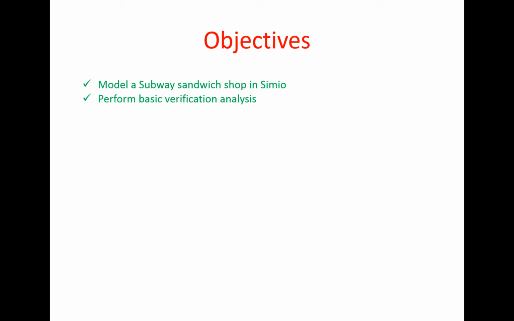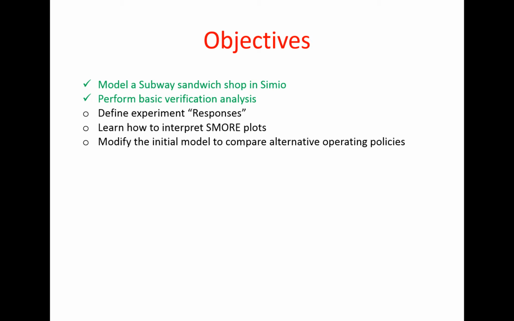But in this video, we're going to skip these two steps and we will start with the model that we have verified in that related video. So specifically, we're going to learn how to define experiment responses and how to interpret the risk and error associated with our simulation outputs using the SMORE plots. Moreover, we will modify the initial model to compare alternative operating policies using SMORE plots.